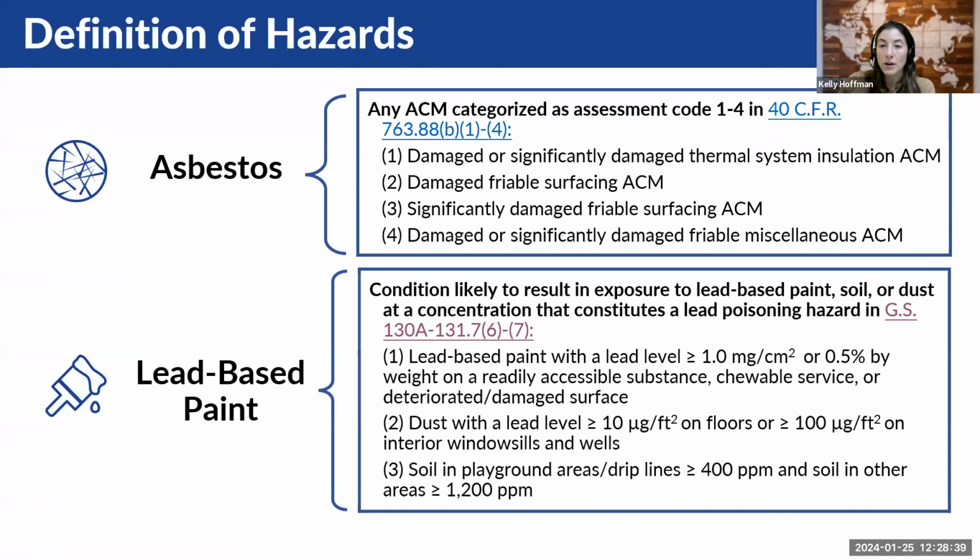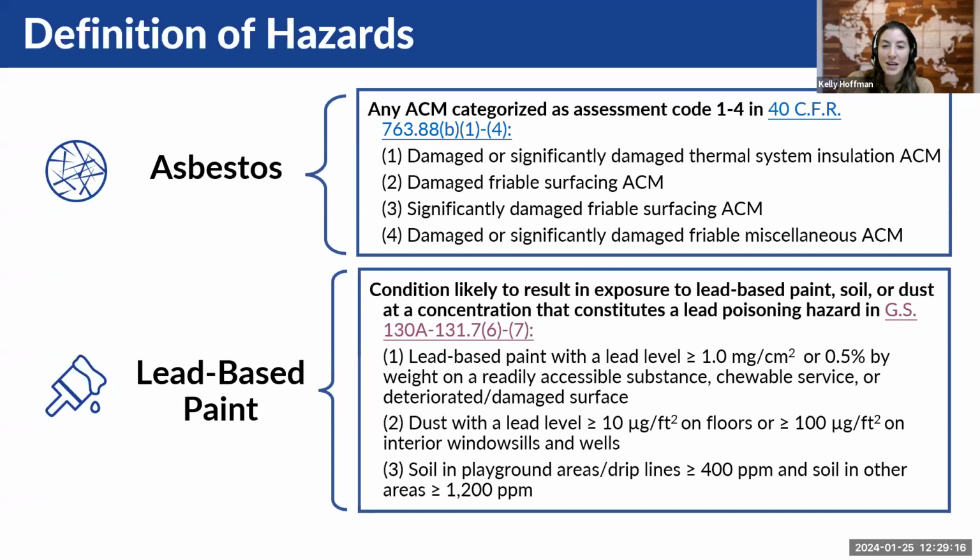Prior to describing the deliverables, we want to clarify the definition of hazards under the new state rule. As I briefly mentioned earlier, an asbestos hazard is any asbestos-containing material categorized as assessment code 1 through 4, so essentially damaged materials. And the definition of a lead-based paint hazard under the new rule is the same as existing state rules: a condition that is likely to result in exposure to lead-based paint, soil, or dust at a concentration that constitutes a lead poisoning hazard. And you are all familiar with these concentrations shown on the slide.